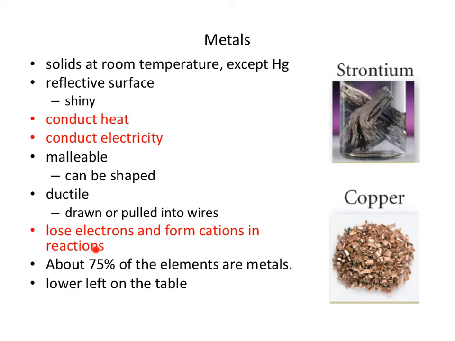Maybe most importantly for chemistry is that we talked in previous videos about how when atoms gain or lose electrons, they form ions. Well, metals tend to like to lose electrons, and therefore they form positive cations very frequently in chemical reactions.